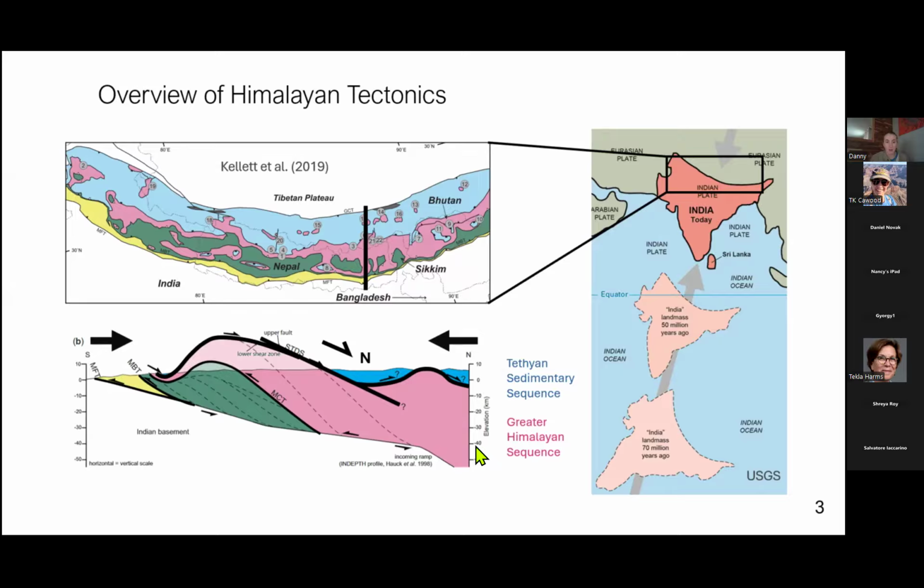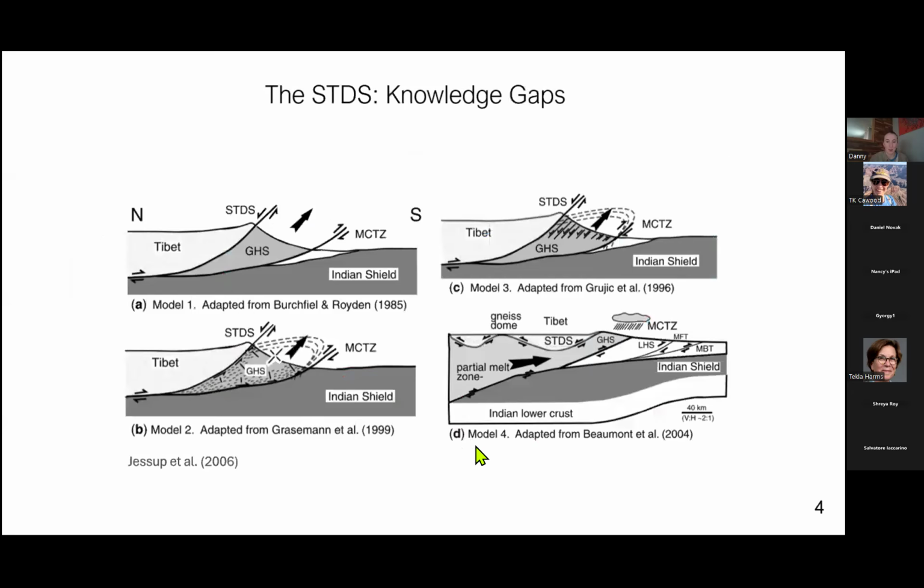So when the South Tibetan Detachment System was discovered, it was surprising because low angle normal faults were being identified elsewhere in extensional settings, but here we have one in a contractional setting, parallel to and occurring simultaneously to convergence, and also that we can trace along the entire length of the orogen. So at the time, this was inconsistent with prevailing models of orogenic tectonics.